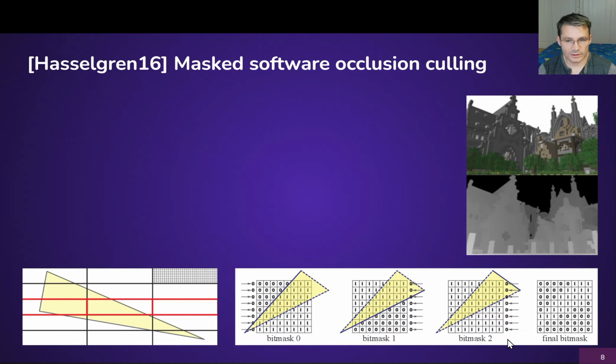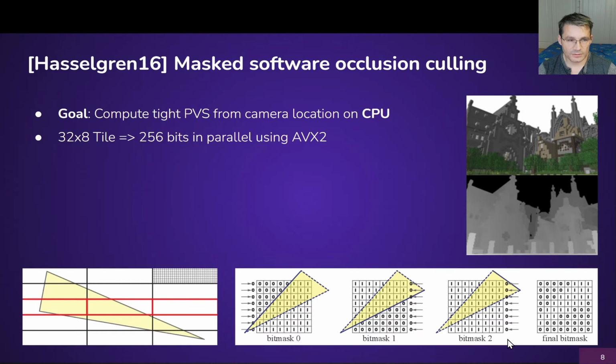So this work is a CPU algorithm. The goal is to compute a tight potential visibility set, meaning which draw calls are visible from that camera location, and you compute that on the CPU. The CPU has SIMD, in this case AVX2, and you can process a lot of bits in parallel with AVX2. In this case, it's 256 bits, and because the machine word there is 32-bit, and it's 8 of those, you can process a 32 by 8 tile.